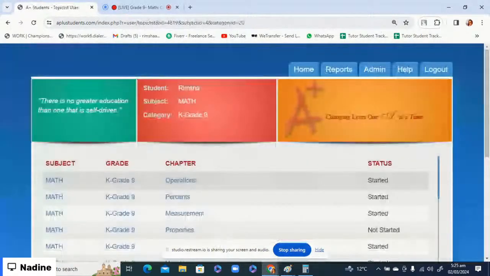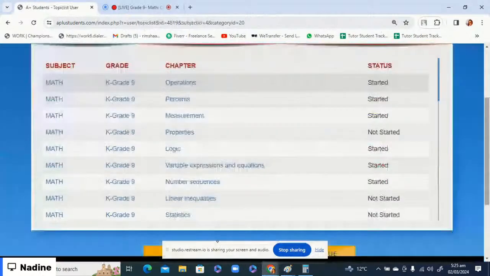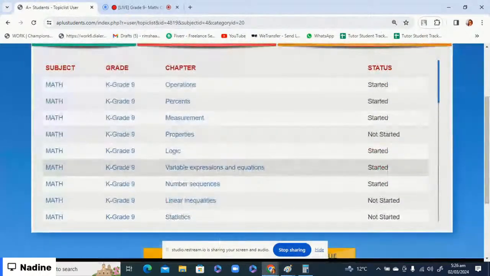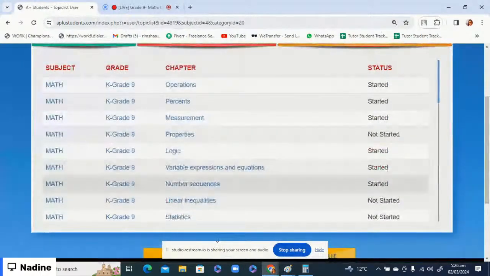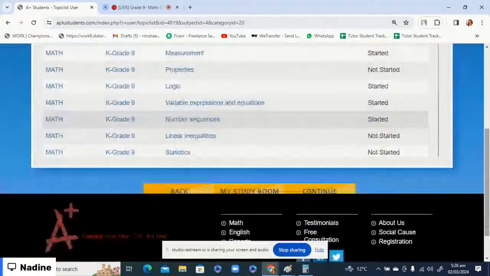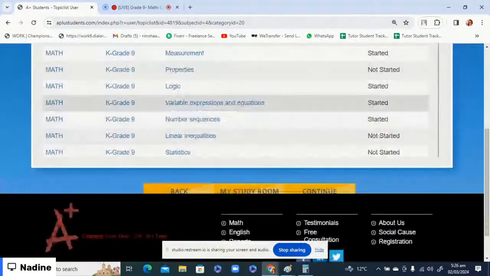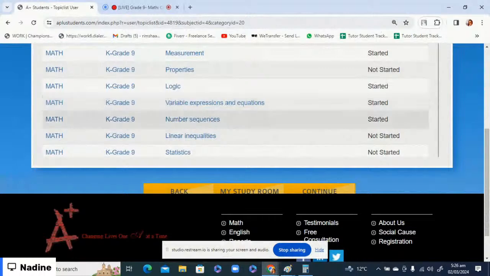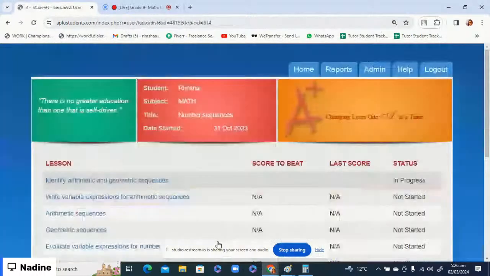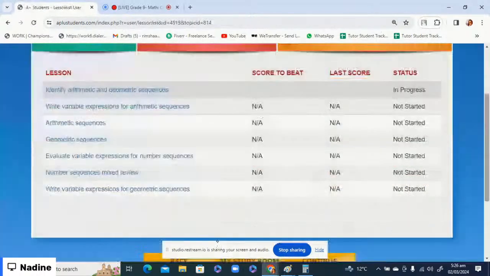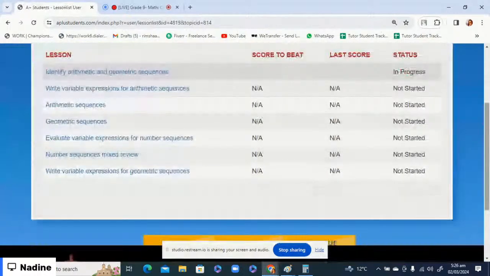So today we have done that chapter, variable expression and equations. Now we are going to start number sequences, because in that chapter there are only two lessons, and these two lessons we already covered. Now let's get started with number sequences. And let's start the first lesson for number sequences, which is identify the arithmetic and geometric sequences.